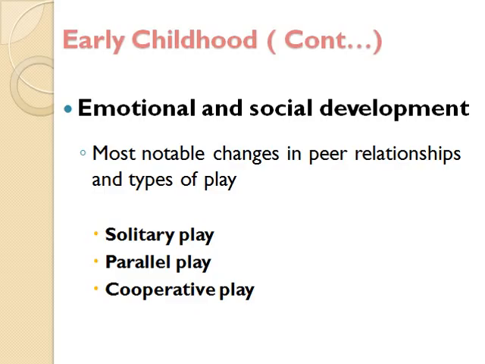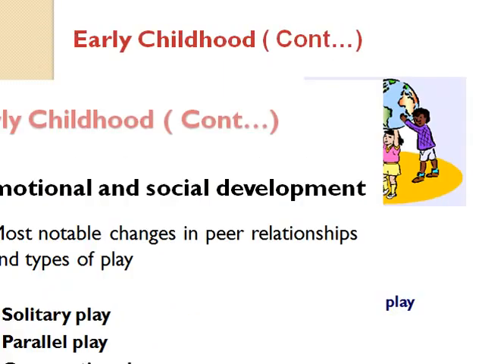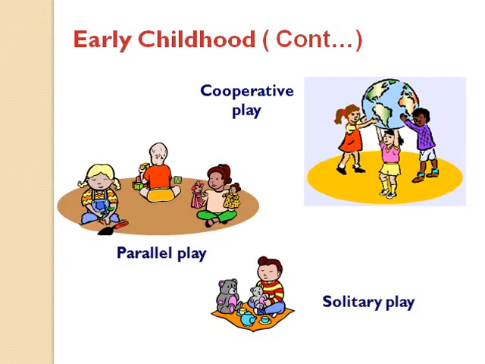In solitary play, the child plays all alone by itself. It doesn't want company to play. The second stage is the stage where the child wants to play along with the friends. The child gives more importance to friendship. The third one is called parallel play, where the child wants to be in company, but does not want to mingle with the friends and play.